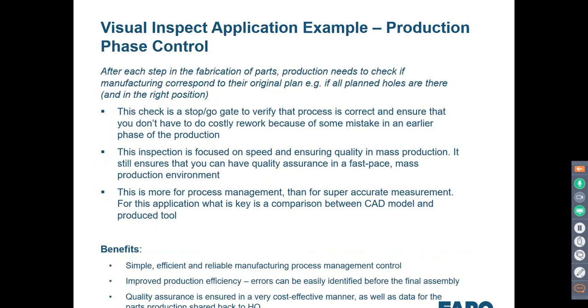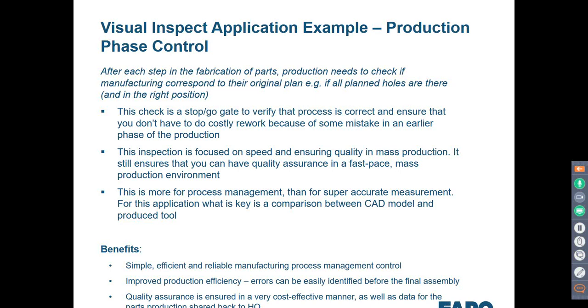So let's talk about another application where we actually have some production phase control. After each step in the fabrication or the production, we need to check if the manufactured item actually corresponds to the original. And as Oliver had mentioned, are the holes there? Are they there but in the wrong position? Are they the wrong orientation, etc.? So this is an absence presence check, and basically a go no go gate to verify that you've actually done what you're supposed to do.